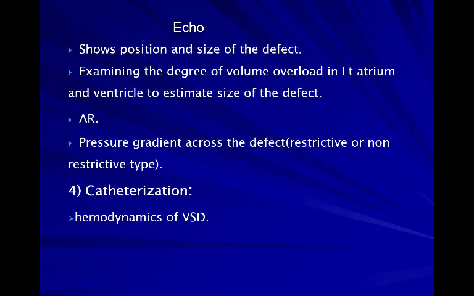Echocardiography also examines the degree of volume overload in the left side, estimates the size of the defect, and estimates the presence and the severity of aortic regurgitation, and the pressure gradient across the defect to determine if it is restrictive or non-restrictive VSD. Cardiac catheterization is for hemodynamic study of VSD, and it is rarely needed except for closure or transcatheter closure.